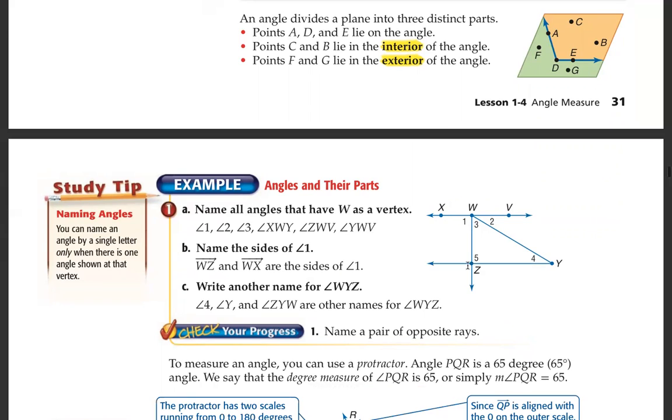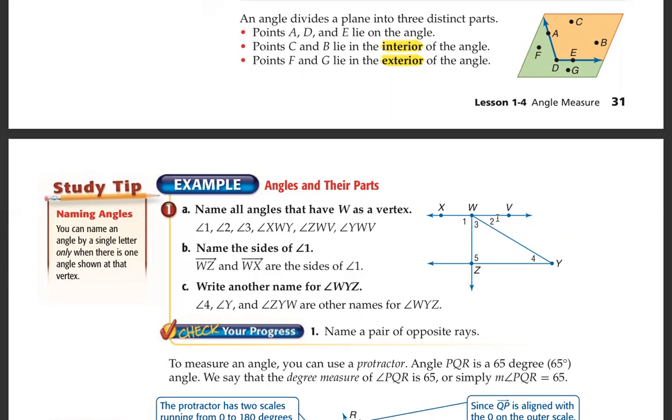Going back to this, name all angles that have W as its vertex. So we can have angle 1, angle 2, and angle 3. Aside from 1, 2, and 3, we also have angle XWY. That's a combination of angle 1 and angle 2. We can also have angle ZWV. That's a combination of angle 3 and angle 2.